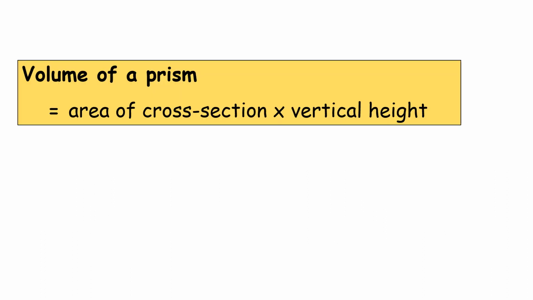Let's recapitulate the formula. So the formula is volume of prism is equal to area of the cross section times the vertical height. I hope you understand this video.